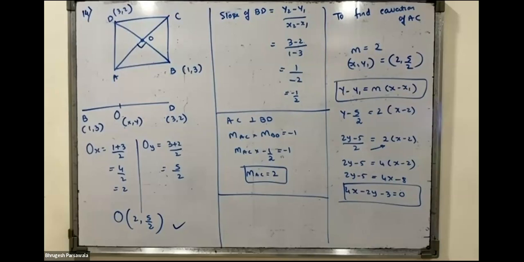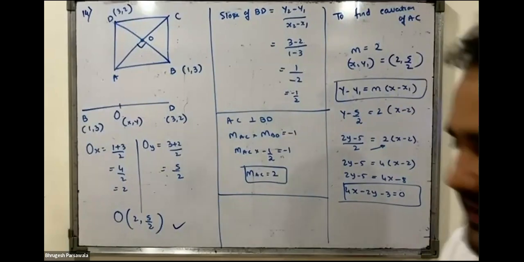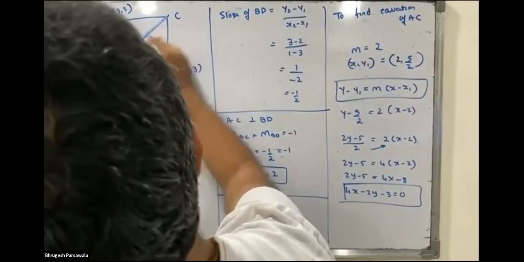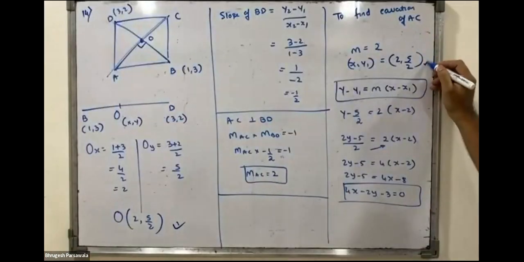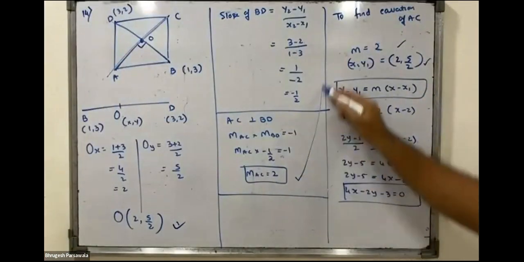तो मेरे पास B और D के coordinates है. From that I found slope of BD. Then I know AC was perpendicular to BD. Slope of AC into slope of BD is minus 1. I found slope of AC. And lastly, to find equation of line, बेटा मेरा AC कहाँ से पास हो रहा है? It is passing through O. So O becomes my x1 y1 and m is 2 from here.